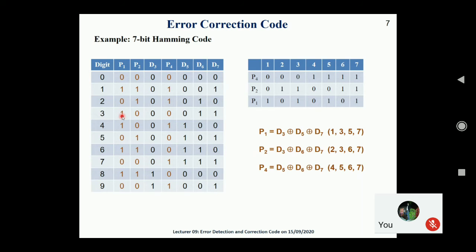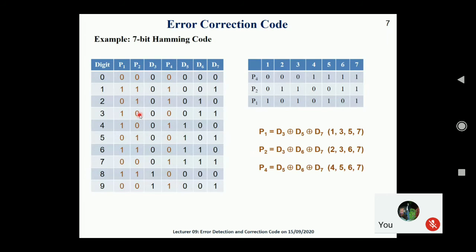P1 is related to D3, D5, D7. D3 is 0, D5 is 0, D7 is 0, 1. So only an odd number of ones have occurred, so to make it even, P1 equals 1. Are you getting my point?